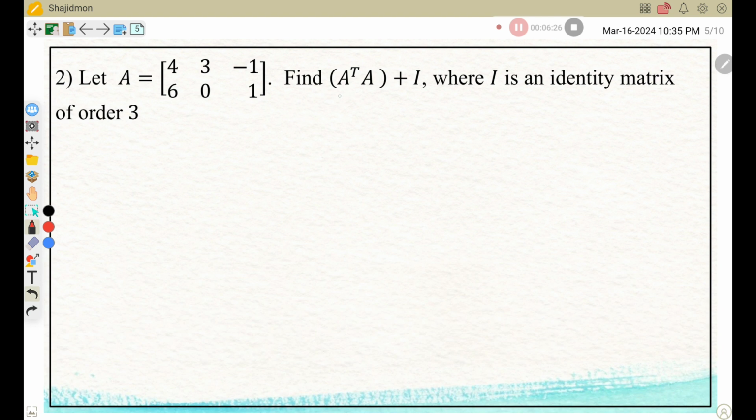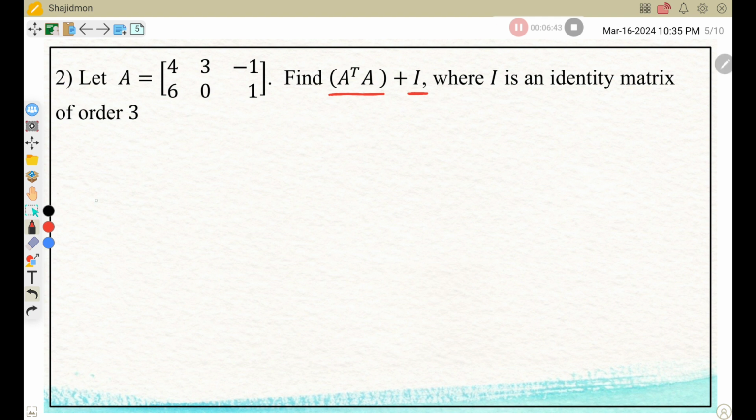So what is actually we need to calculate? First we need to calculate A transpose multiply A, then add it with the identity matrix I. I is an identity matrix of order 3. Order 3 means a 3 by 3 matrix, a square matrix 3 by 3.